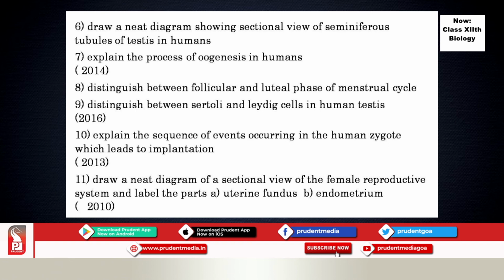Then distinguish between the Sertoli cells and the Leydig cells. What is the difference? The Sertoli cell position is inside the seminiferous tubule, whereas the Leydig cells are in the interstitial tissue. Sertoli cells are involved in giving nourishment to the maturing sperm, whereas Leydig cells are involved in secretion of hormones. Then explain the sequence and the events occurring in the human zygote which leads to implantation.